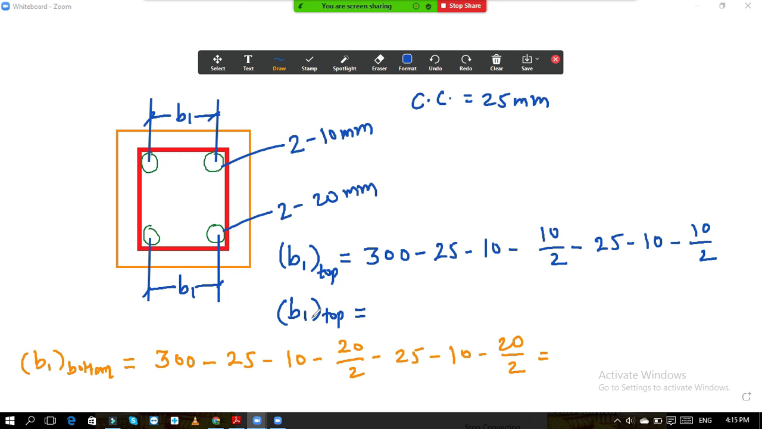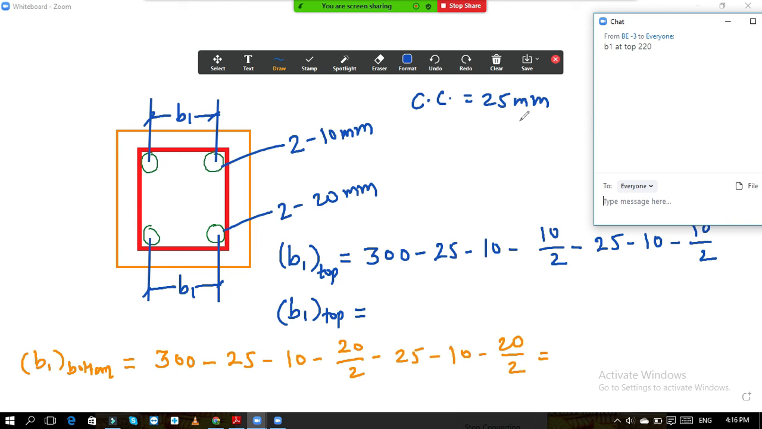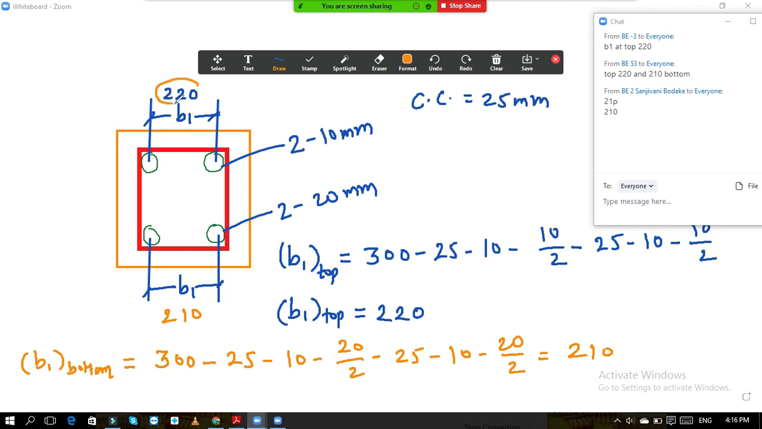Okay, first let me know what is the value of B1 at top and what is the value of B1 at bottom. B1 at top is 220. Okay, so here at top we got the value 220. So this value is 220, and at bottom 210. Okay, so at the bottom this value is 210. Okay, so which is the maximum value now? The maximum value is 220, which is at top.